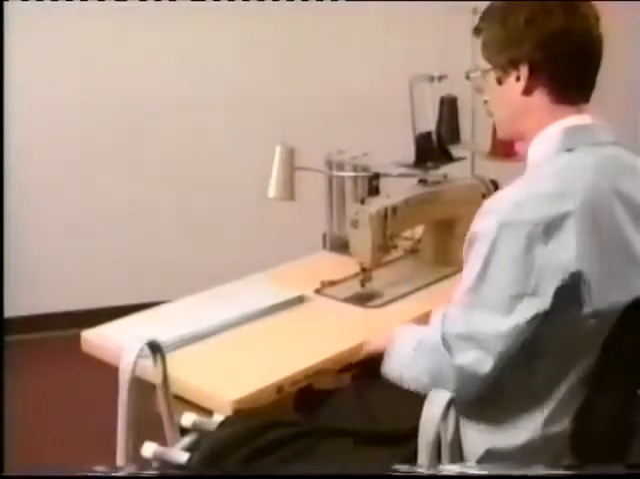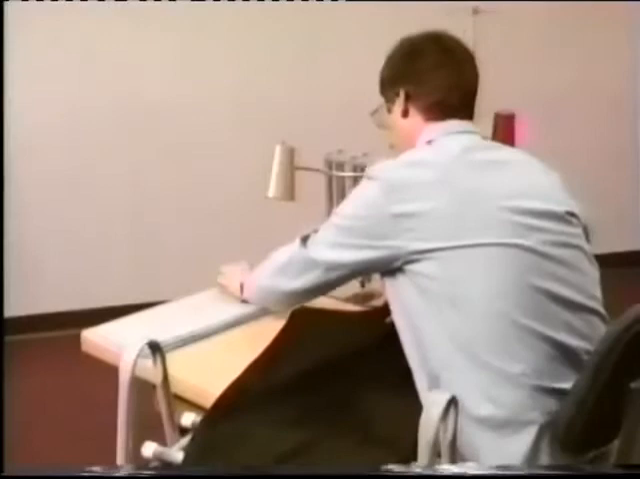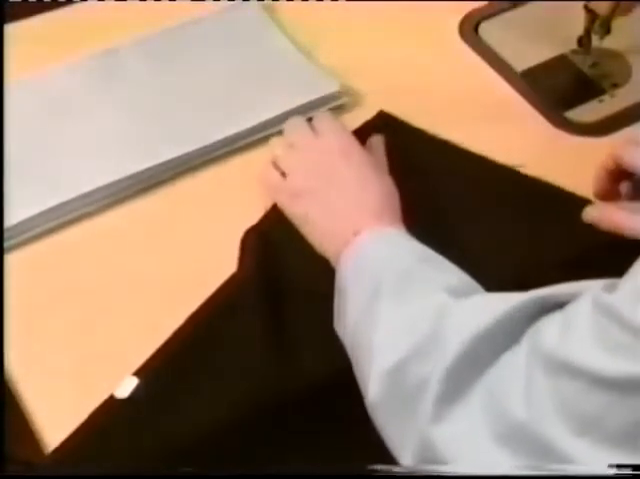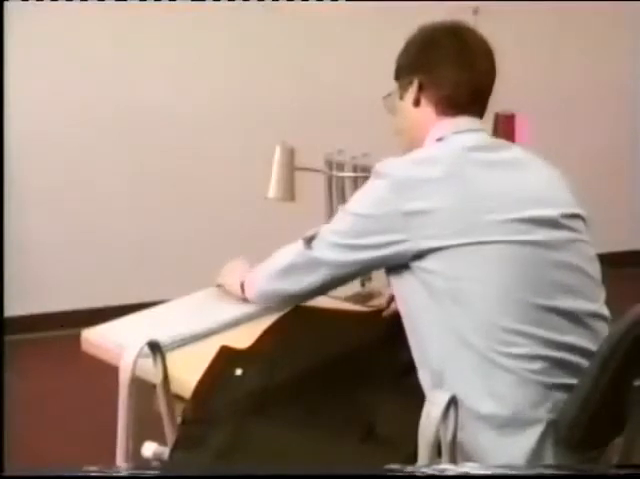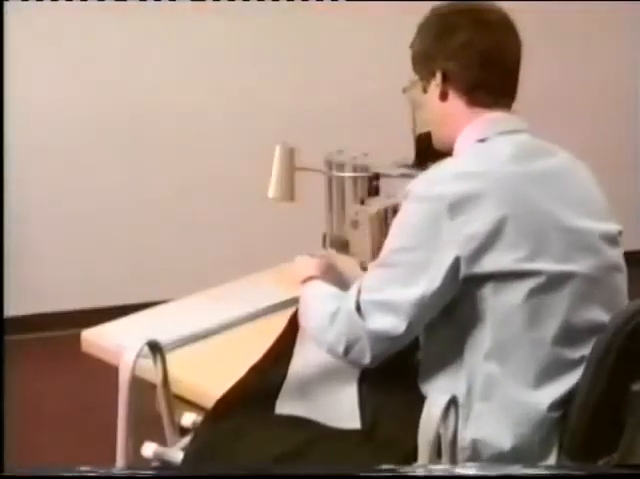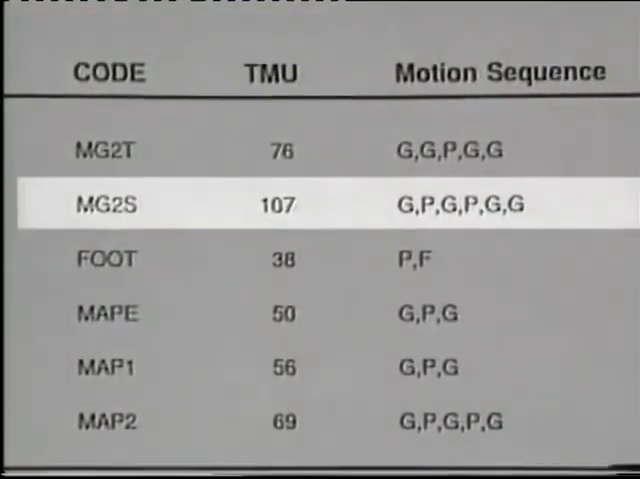Now the second element. If the objective is to obtain 2 parts separately, one after the other and then match, the code is MG2S. Get the first part and place it on the table using one or both hands. Get the second part and place it on top of the first part to match. Using the hands, gain control of the matched parts. Match the parts away from the needle. Now follow the motion sequence, G, P, G, P, G, G.